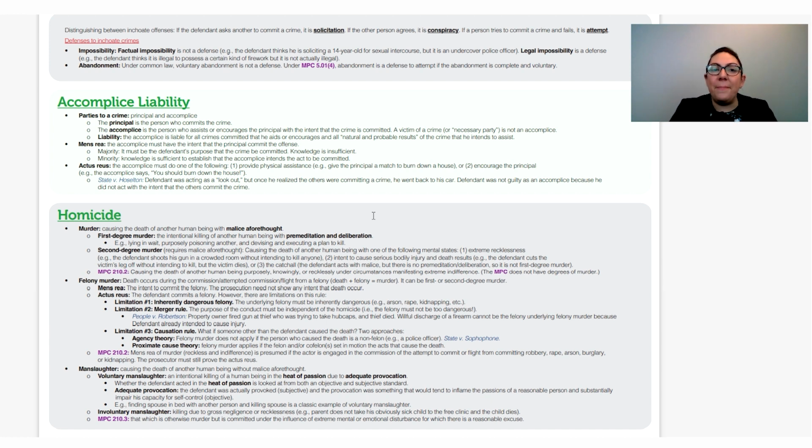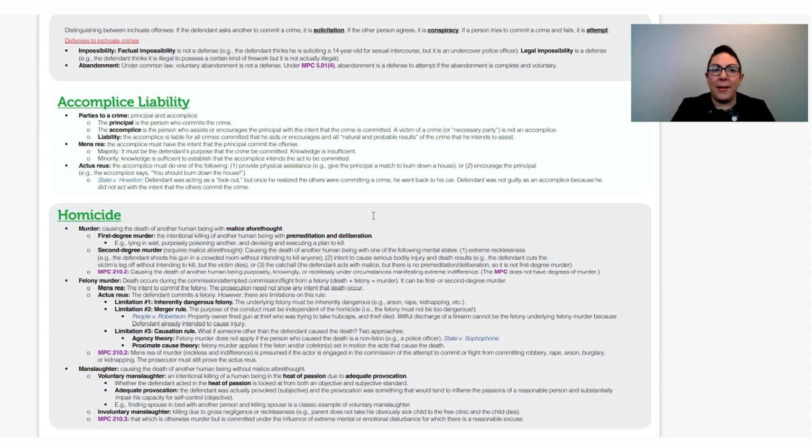So the parties to a crime are the principal, in my hypo, that was me, the person who committed the crime, and the accomplice. That's the person who provides assistance or encouragement. For accomplice liability, the accomplice has to have the intent that the principal commit the offense. So if I just said, hey, I want to light a candle, does anyone have some matches? And my friend hands me some matches, which I then take and go use to burn down my neighbor's house, my friend is not an accomplice to my arson.